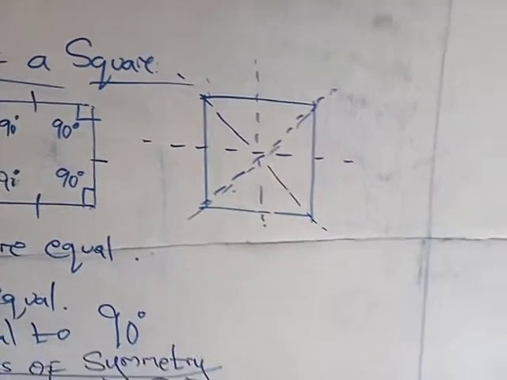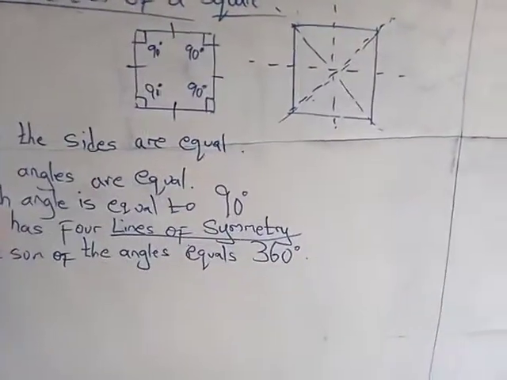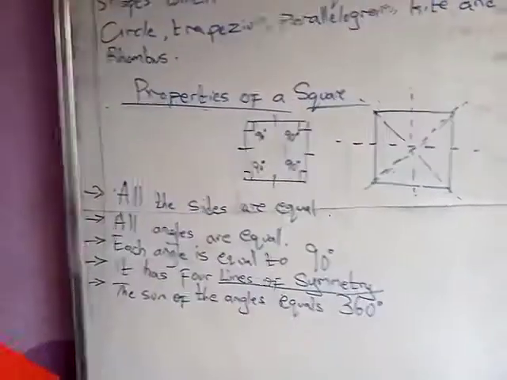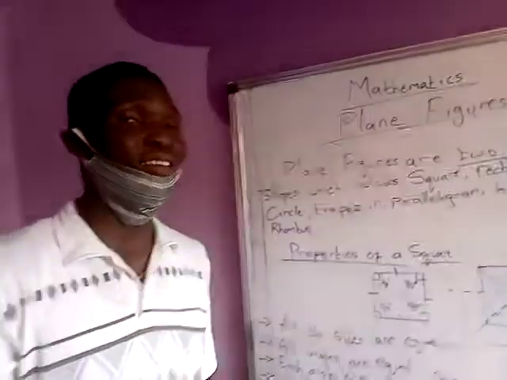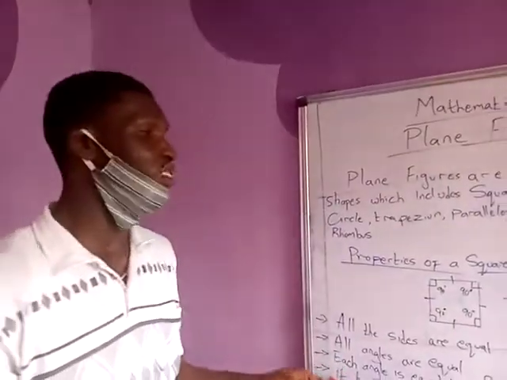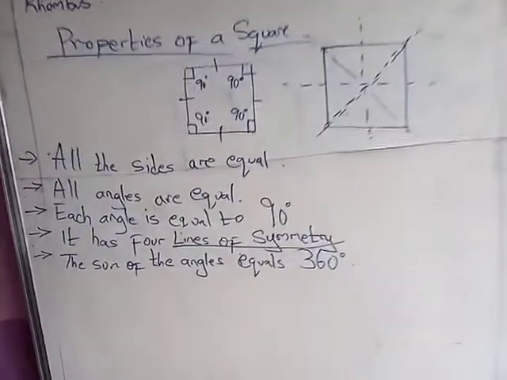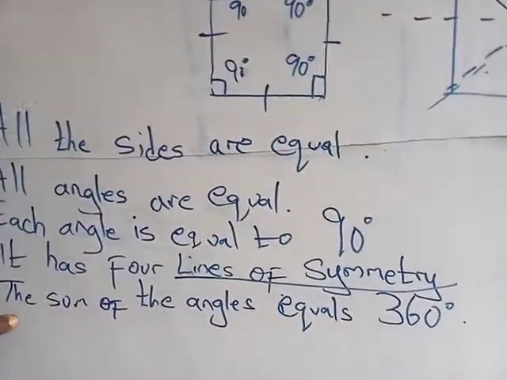So that is why it is said that a square has 4 lines of symmetry. What did I say lines of symmetry are? Lines of symmetry are lines with which we can fold a shape into equal parts. Then how many does a square have? A square has 4 lines of symmetry. Also, next we have the sum.